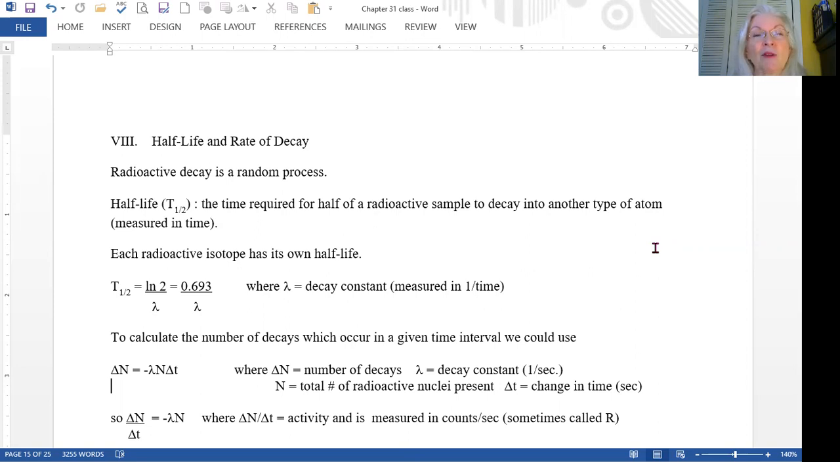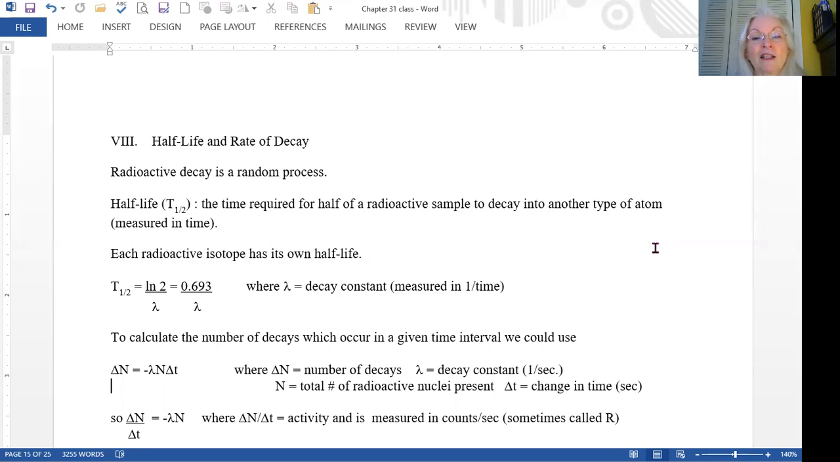For example, if you had 100 grams of radioactive isotope and in 30 minutes, instead of 100 grams, you only had 50 grams of your radioactive isotope and 50 of something else, then the half-life would be that 30-minute time interval, that 30 minutes that it took from going from the full 100 grams to only 50 grams.